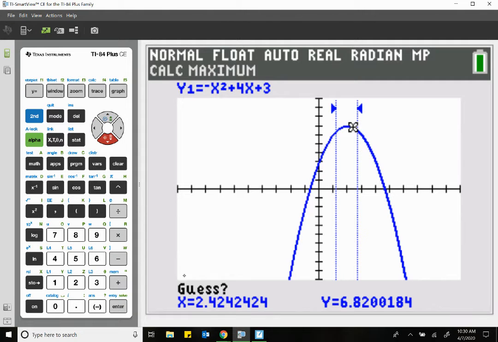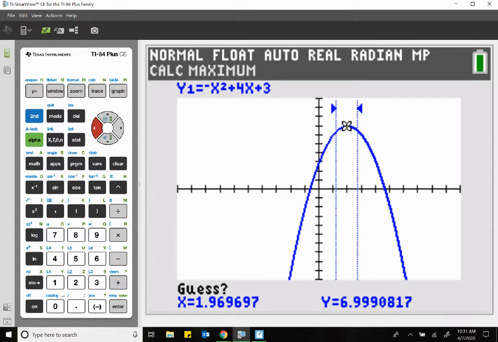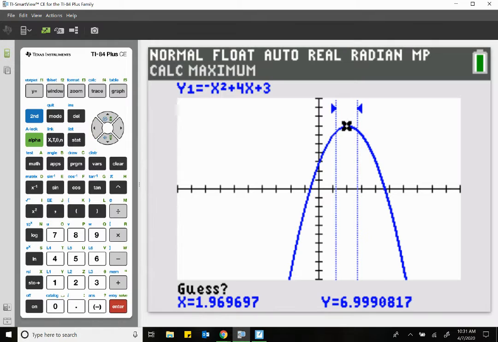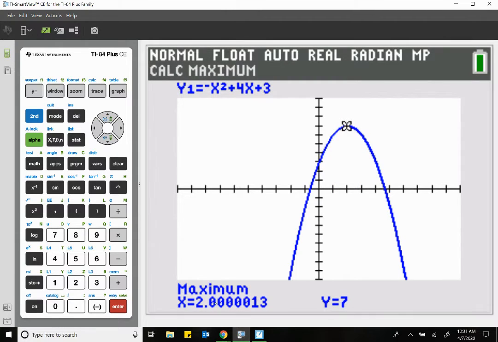Okay, so we're going to scroll. And the third question says guess. So I'm going to put my cursor scrolling back to the left where I think the vertex is. And I think it's right about there. And all you're going to do is hit enter. And there's your vertex. Now, notice there's all these decimals here. If you have 0.0000000 and then it gives you some numbers, that means this thing is really at the number 2.